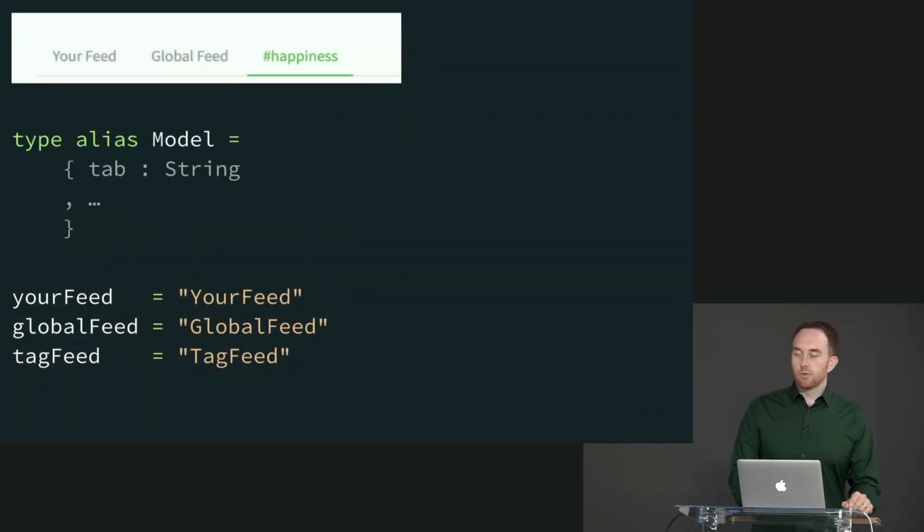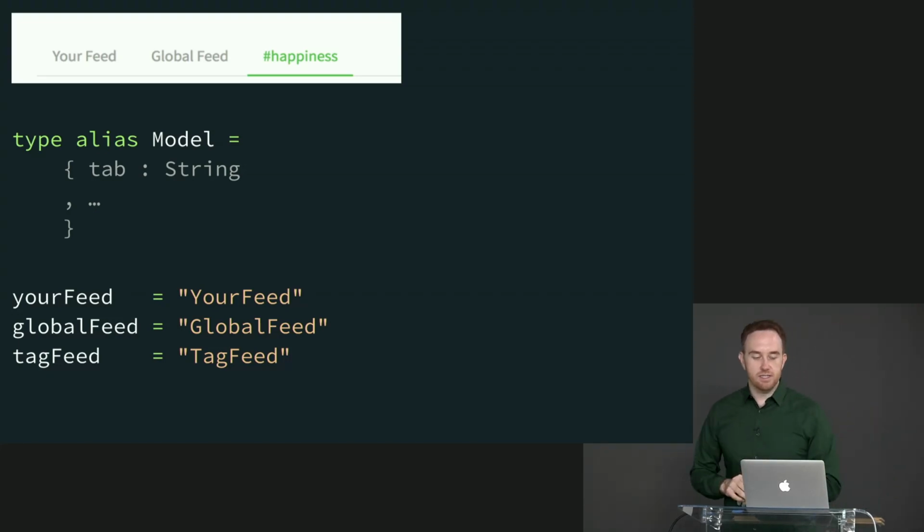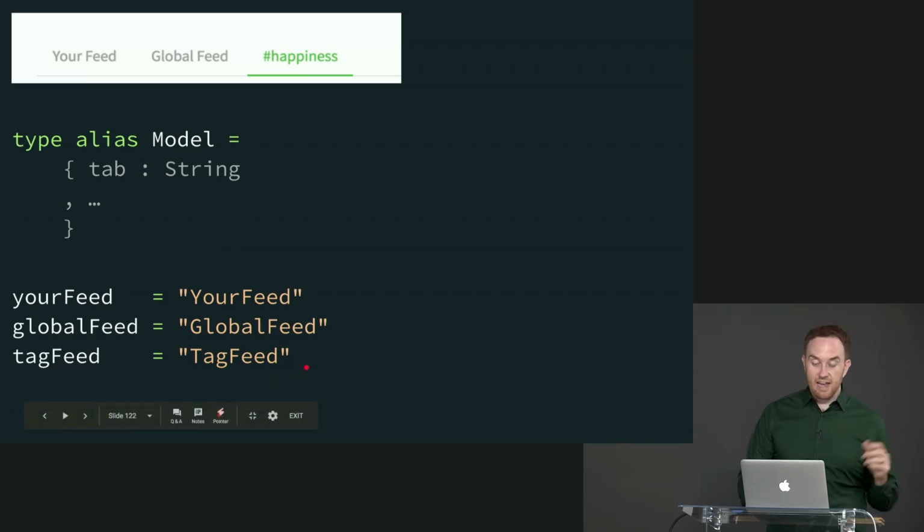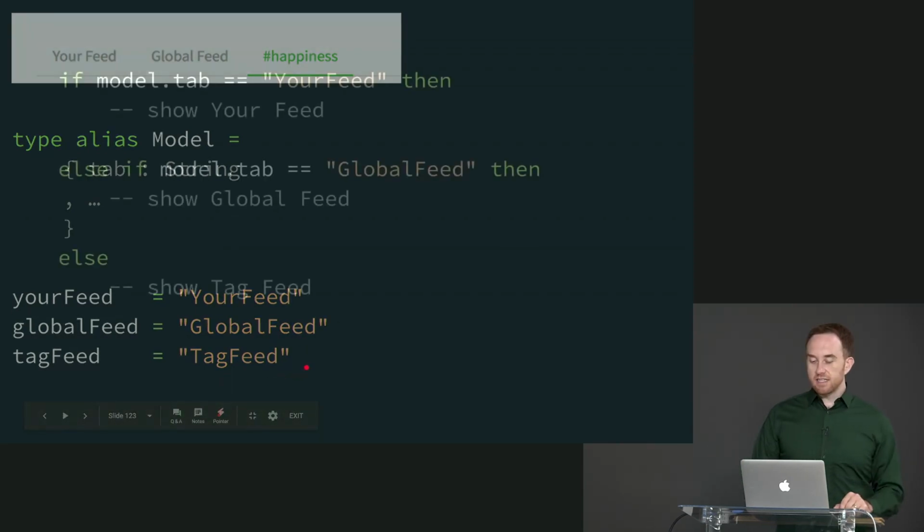Okay, so we're going to run into some challenges along the way as we implement these, and we're going to solve them. So the first thing we're going to run into is how should we represent this tab bar? One way we could do this is we could say, okay, I'm going to have a new field in model called tab, which is a string, and it just says this is the particular tab that I'm on right now. Maybe it's on your feed, maybe it's on global feed, maybe it's on a tag feed. Okay, that's a way we could do that.